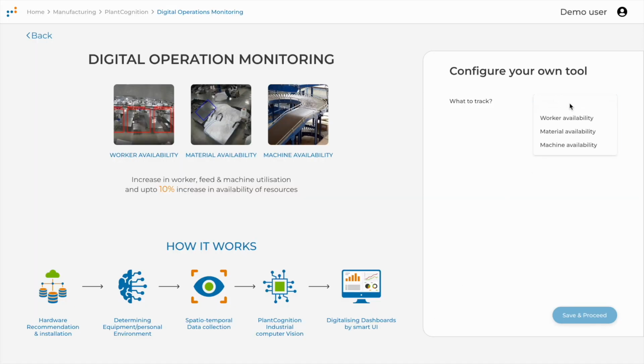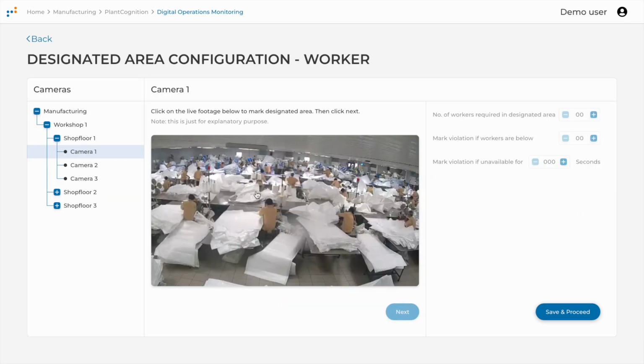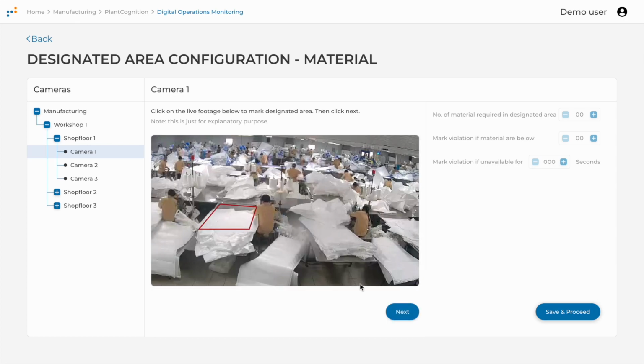First, we choose the workstations to be focused on, cameras to be used, and alert frequency. Machine availability status is acquired via IoT sensors. Now you can configure the designated area and establish manufacturing rules and compliance SOPs, like how many workers should be present in a designated area, and what constitutes a violation in terms of unavailability of worker or material.